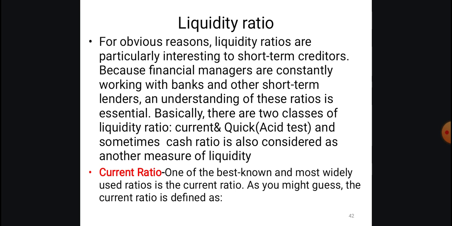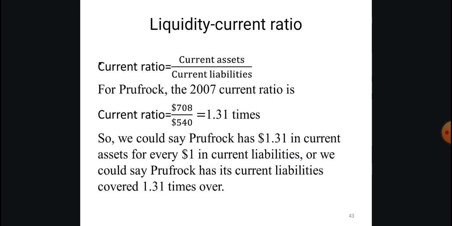So here, liquidity ratios are particularly interesting to the short-term creditors, especially suppliers or maybe banks which lend for a short period of time. Under this liquidity ratio, we have three measures. The first one is the current ratio. It is simply the ratio of current assets over current liabilities.